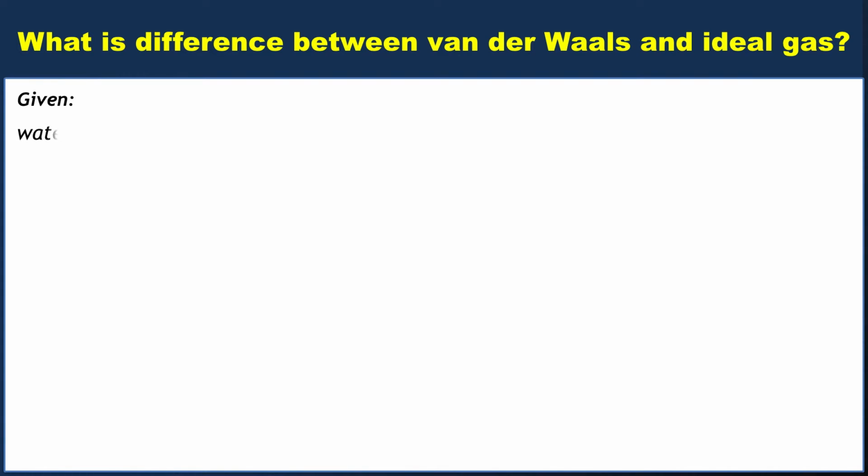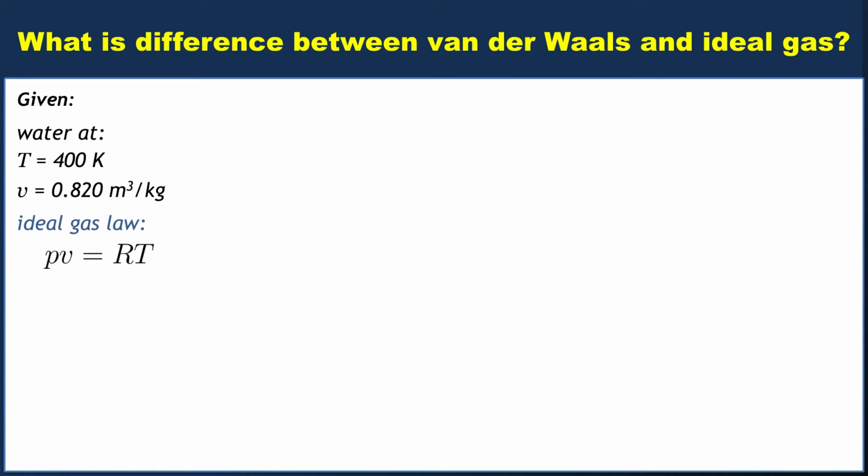So specifically, we're thinking water at a temperature of 400 Kelvin and a specific volume of 0.820 cubic meters per kilogram. What I want to do is use the two different equations of state to compute the pressure for the water under these conditions and just see how much the pressure varies between the two. So the ideal gas law tells us that we can get the pressure from Pv equals RT.